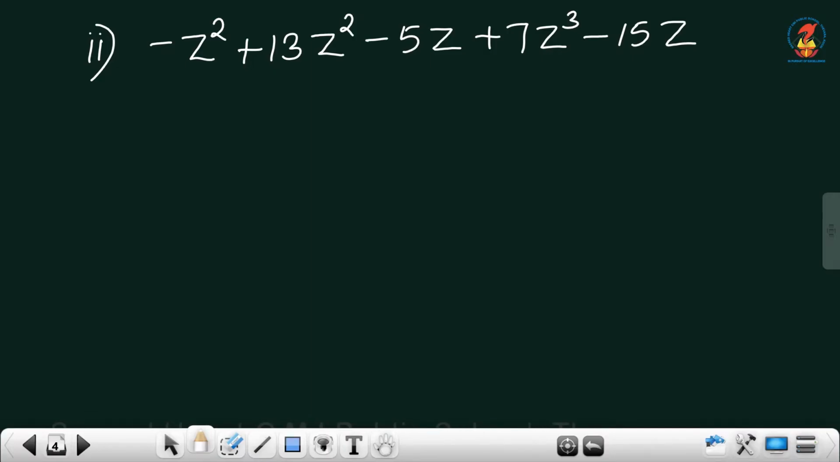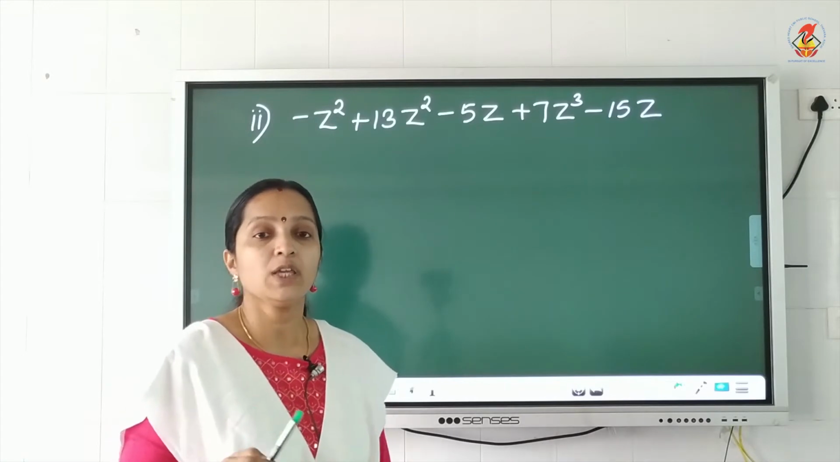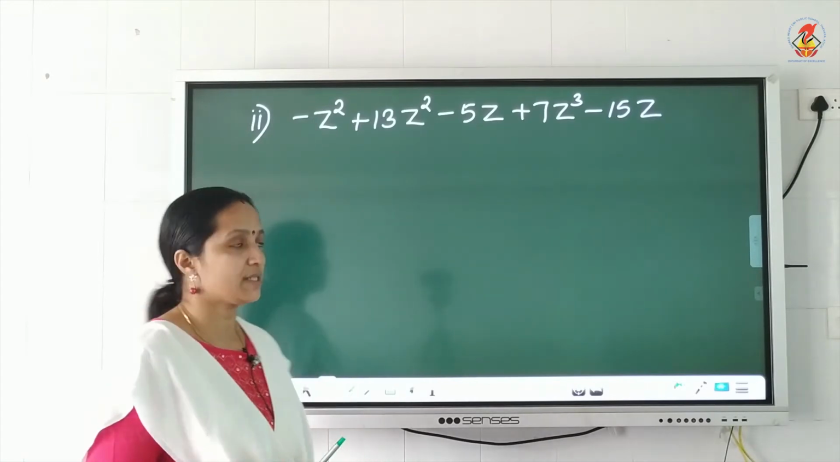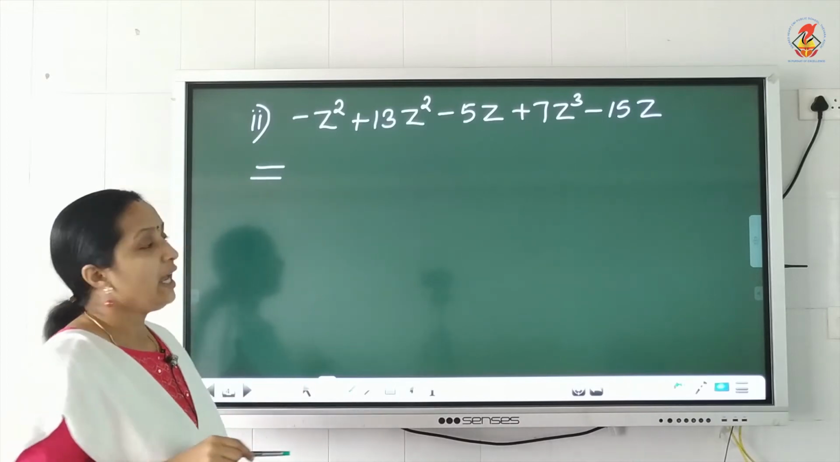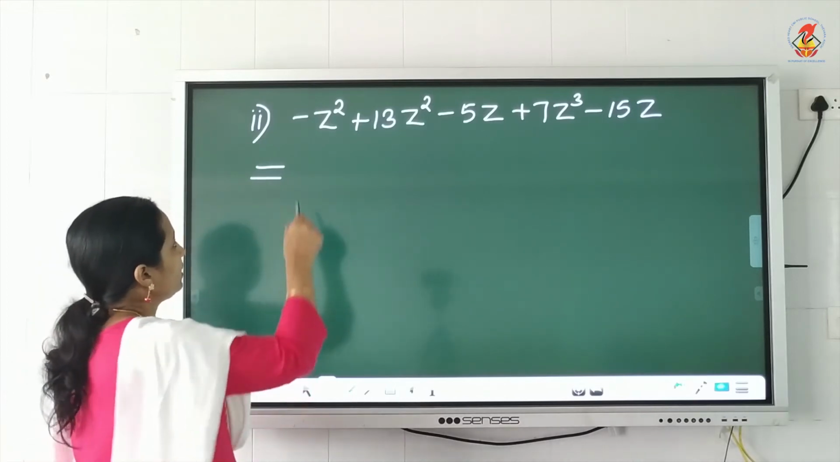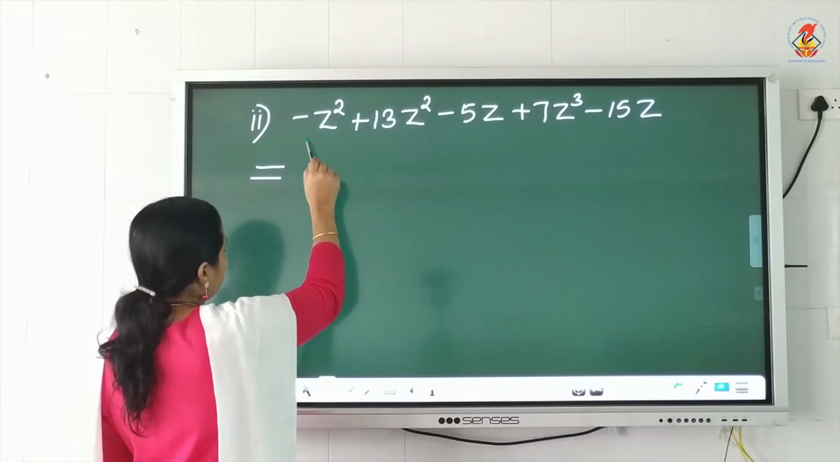Negative z square plus 13z square minus 5z plus 7z cube minus 15z. So for doing addition, what is the first step? You have to group the like terms. So like terms means what? Same variable with same power. And you can see that here, how many terms are there?